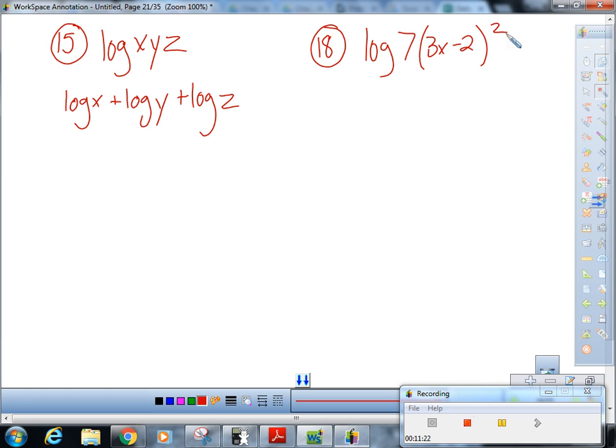Is the 7 being squared? It is not. So what I'm going to do first is turn my multiplication into what? Addition. Nice job. So, log of 7 plus log of 3x minus 2 squared.